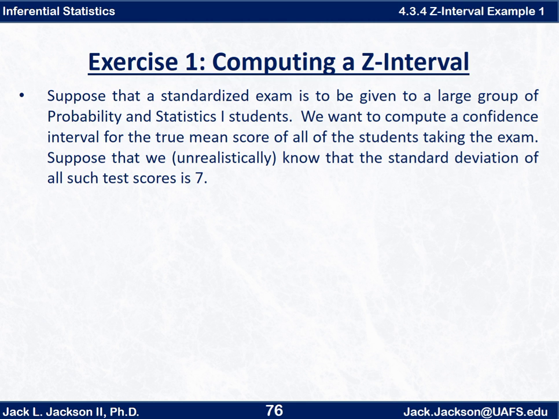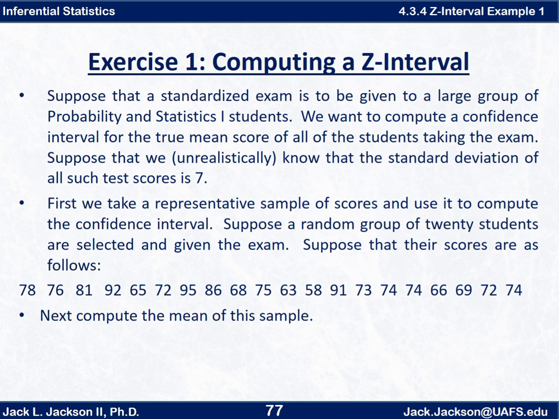This last assumption is a little bit unrealistic, but later on we'll see what to do if we don't have this particular assumption. But for now, let's assume that we know the standard deviation of the population of all such test scores is 7. Now, let's suppose that we go out and make a representative sample. So maybe we randomly select certain students and have them take the test for us, and we use the sample data of scores to compute the confidence interval. So we choose a group of 20 random students, and they have these scores here.